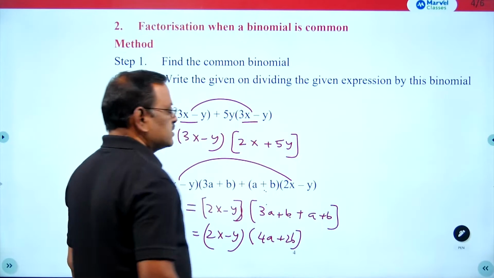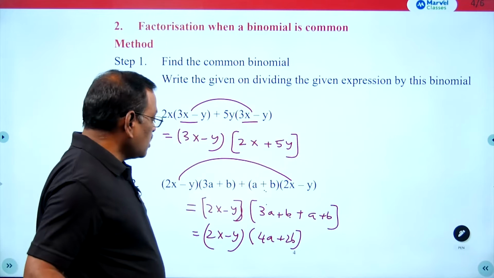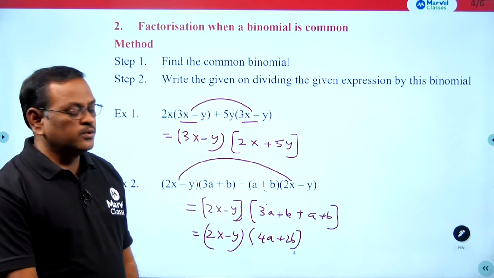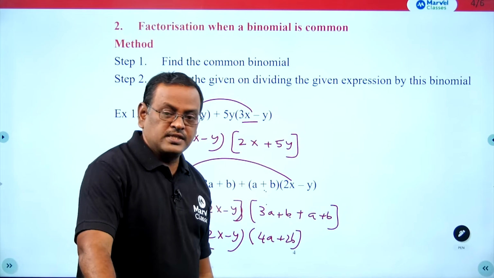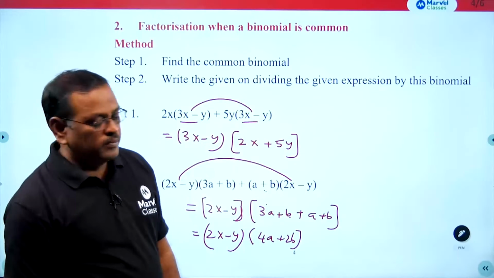So that is another example for common binomial factor. This is type 2. So what is type 2? Taking out common binomial factor. And what is type 1? Taking out common monomial factor.